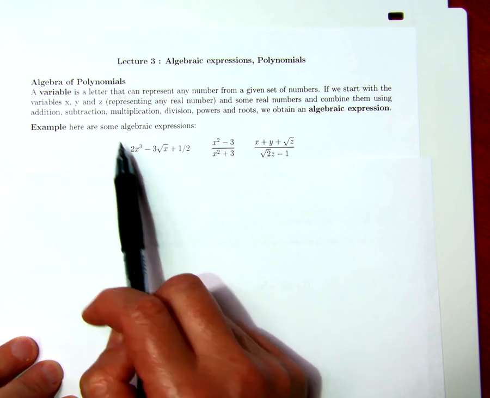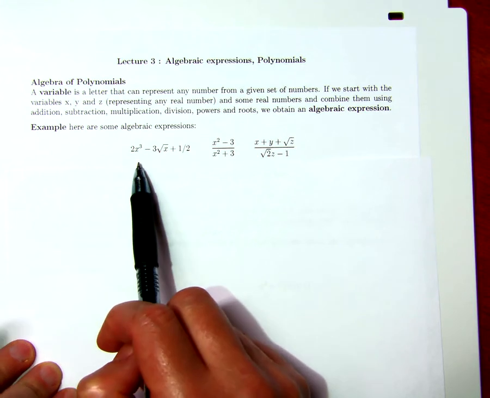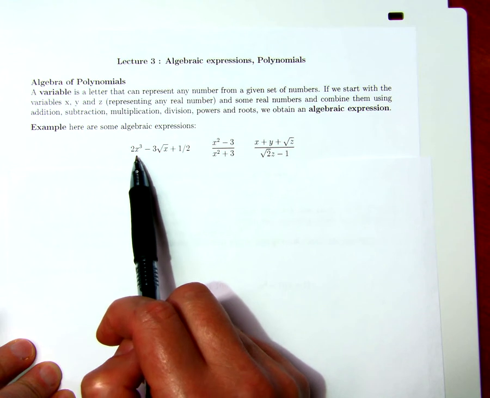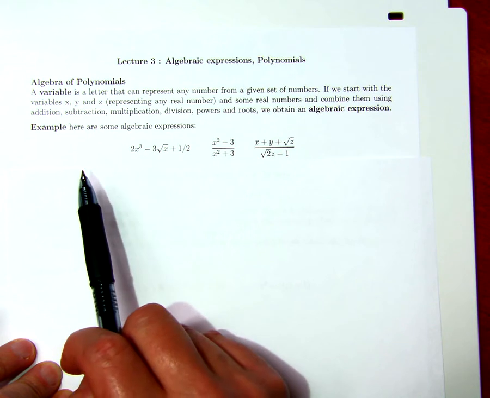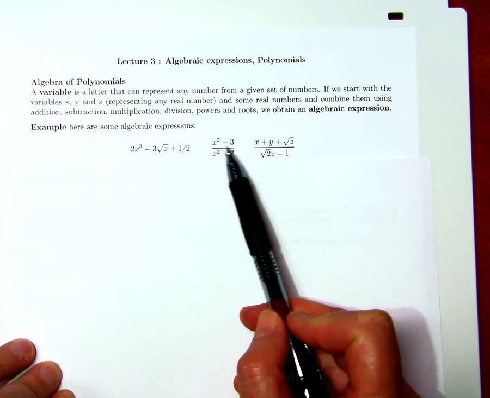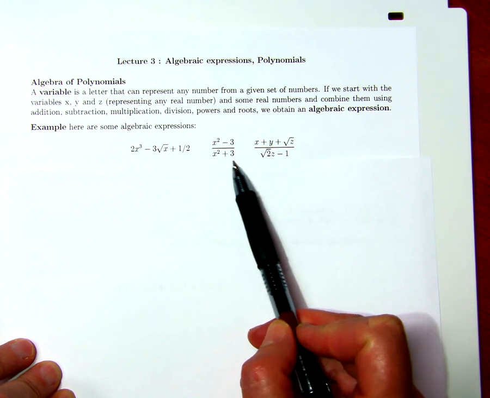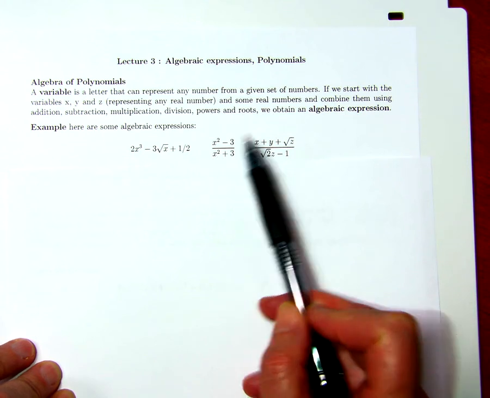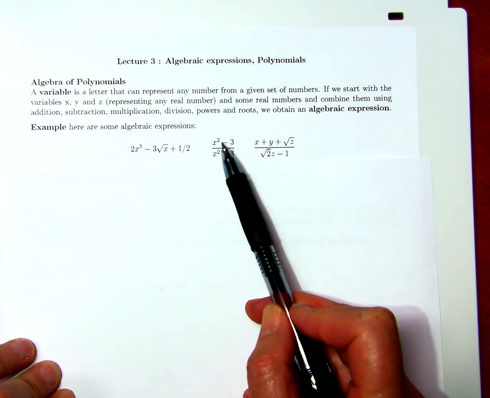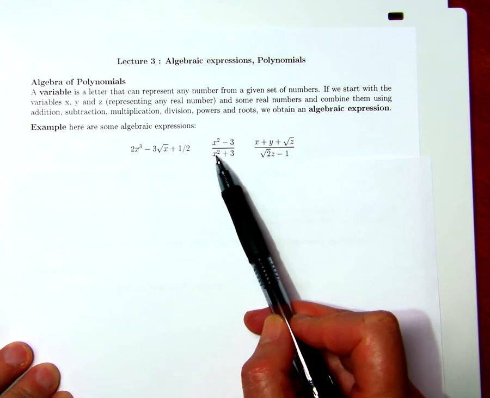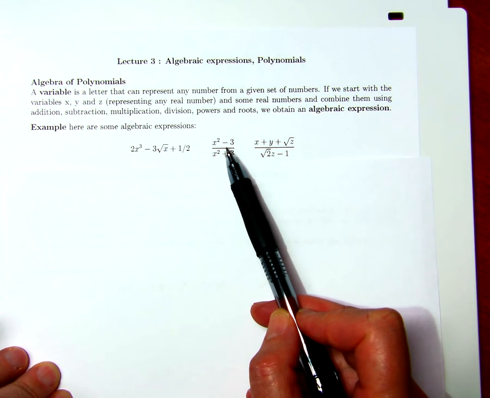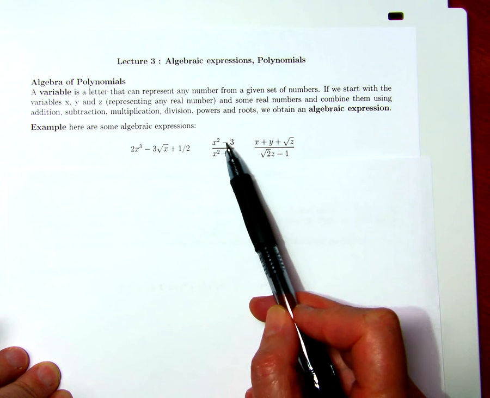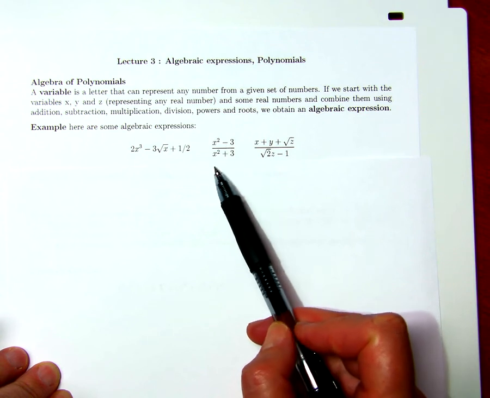So hence the name variable. The values of x are allowed to vary. And basically x is just a placeholder for any of the numbers in the set. Here we have x squared minus 3 divided by x squared plus 3. Again, it's an algebraic expression because it's combining expressions in x which are constructed using division, subtraction, squares, etc.